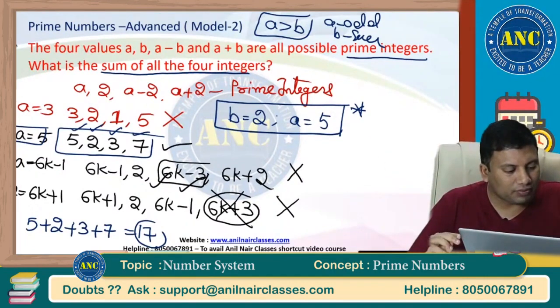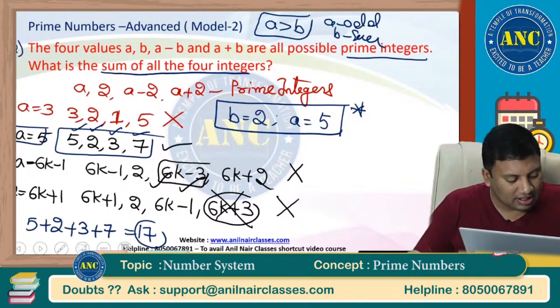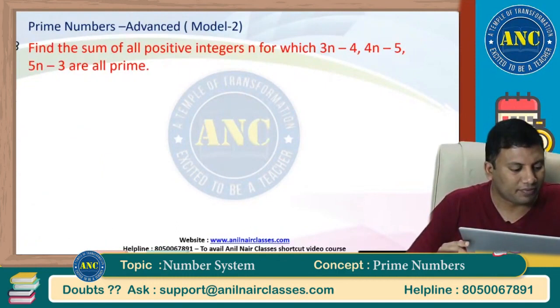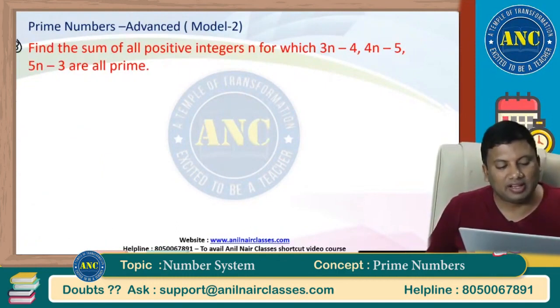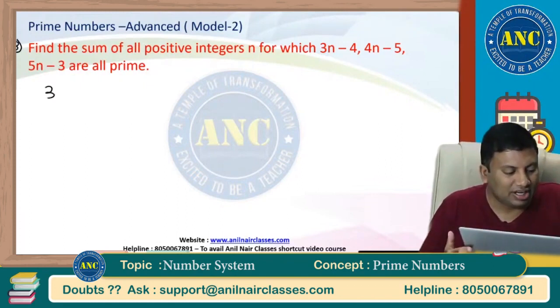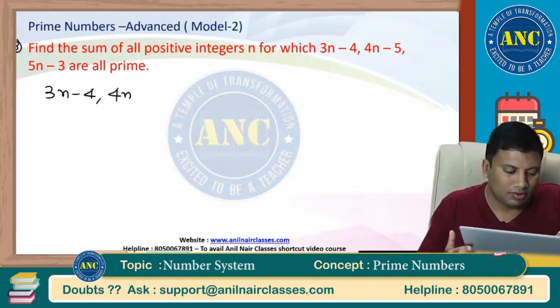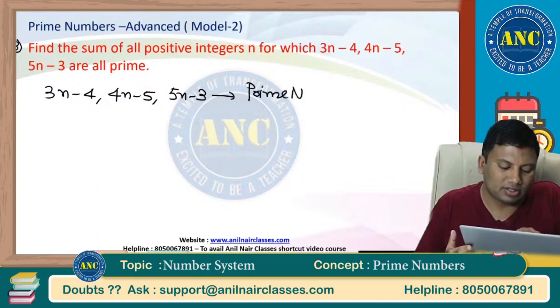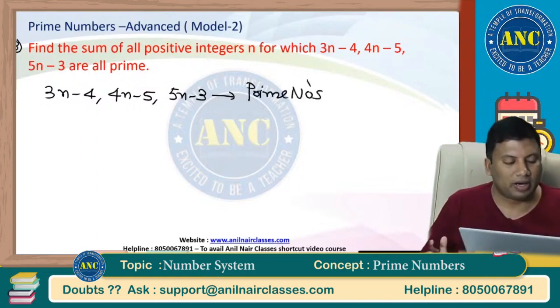Question number 2 is done. Next, let us see question number 3. It is also a beautiful question, sir. Same model. Find the sum of all the positive integers for which 3n minus 4, 4n minus 5, 5n minus 3 are all prime numbers. These all should be prime numbers.